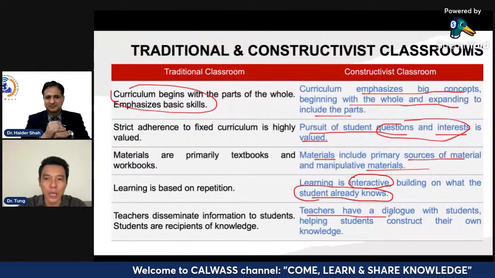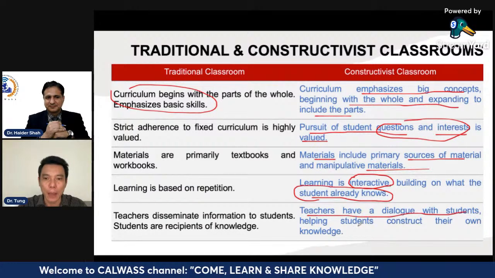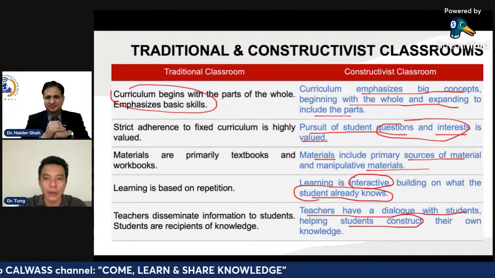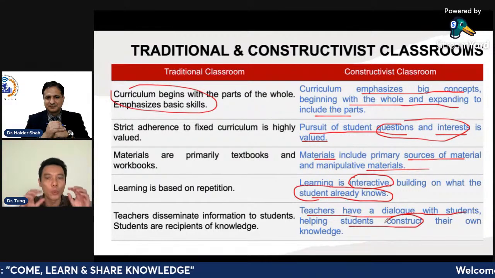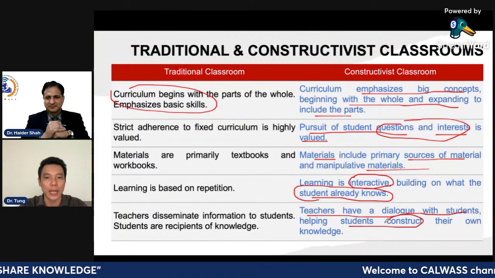Lastly, the teacher has a dialogue with the students, helping them to construct their new knowledge. This is very important. We help the students to construct their knowledge.